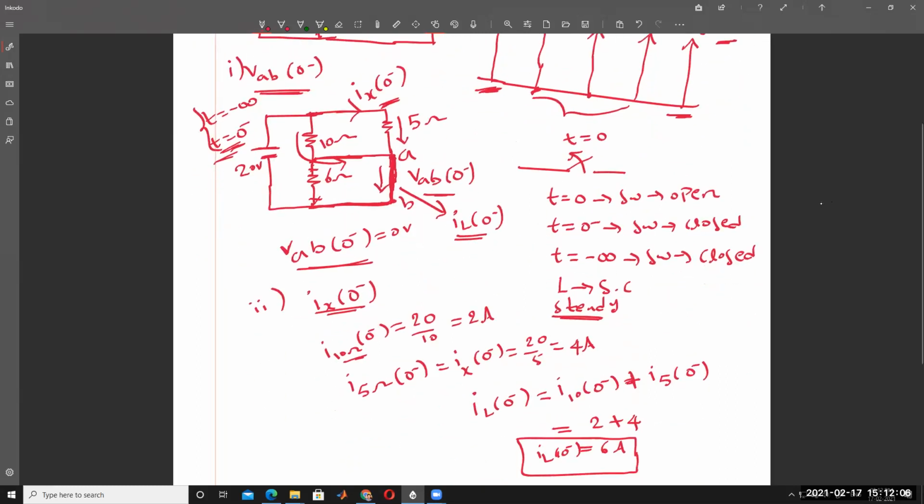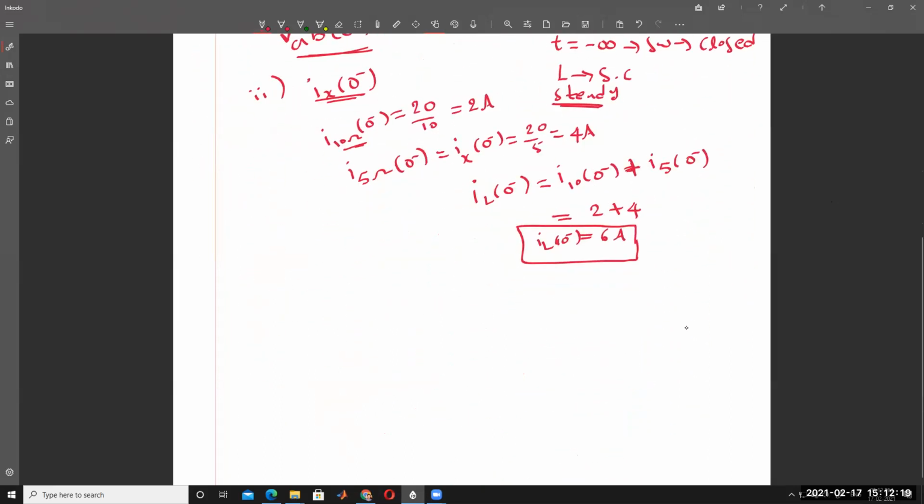So in this way, the current flowing through the 10 ohm resistor, IL of 0 minus is over, VAB of 0 minus is over, Ix of 0 minus is over. Then the third one, Ix of 0 plus.